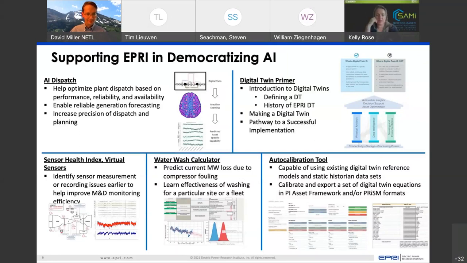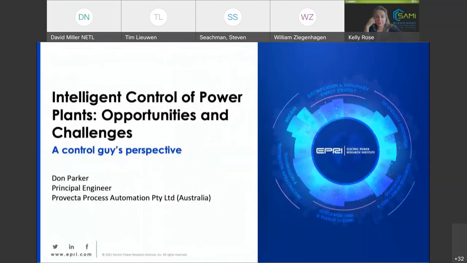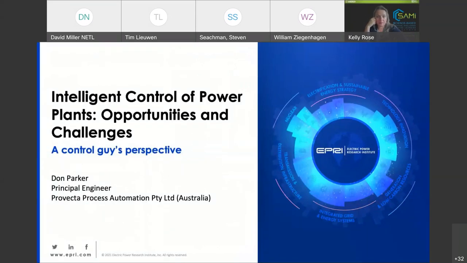The last but certainly not least speaker of this particular session is Don Parker. He's the principal engineer at Provecta Process Automation in Australia, which he co-founded, and he previously served as president of a Chicago-based branch of Provecta. He was also employed by the State Electricity Authority in Australia, where he specialized in design and optimization of power plant controls. Pretty relevant to this whole dialogue here today.